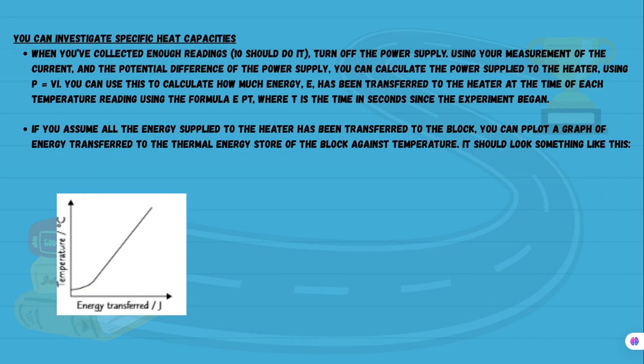When you've collected enough readings, 10 should do it, turn off the power supply. Using your measurement of the current and the potential difference of the power supply, you can calculate the power supplied to the heater using P equals VI. You can use this to calculate how much energy E has been transferred to the heater at the time of each temperature reading, using the formula E equals PT, where T is the time in seconds since the experiment began.